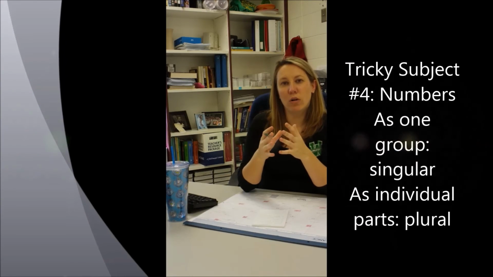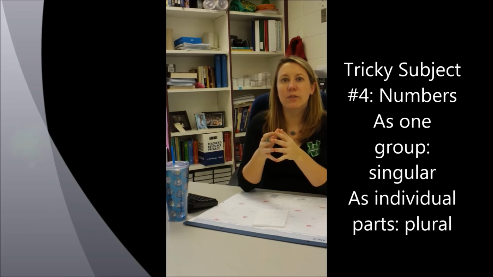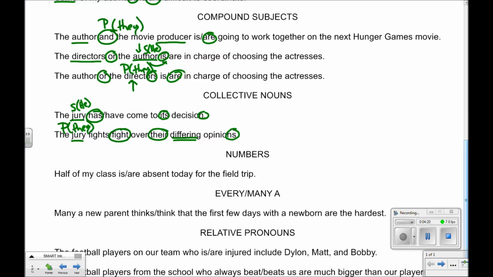Numbers are our next confusing subject. We need to think of the way the number acts in a sentence. If the number is considered one whole, it's singular. If the number is individual parts, it is plural. Usually they're going to be singular, but let's look at an example.